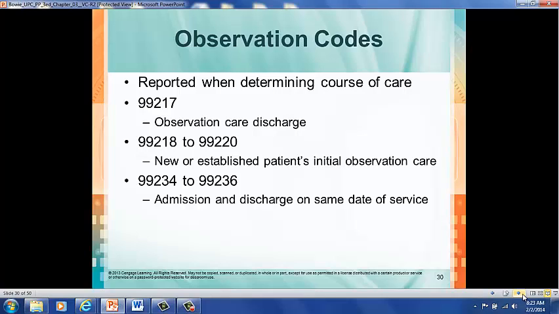Codes 99218 through 99220 are used for new or established patients who are admitted under observation status. CPT code 99217, observation care discharged, is used when a patient is discharged from an observation on a date that may be different from the date of admission to observation.